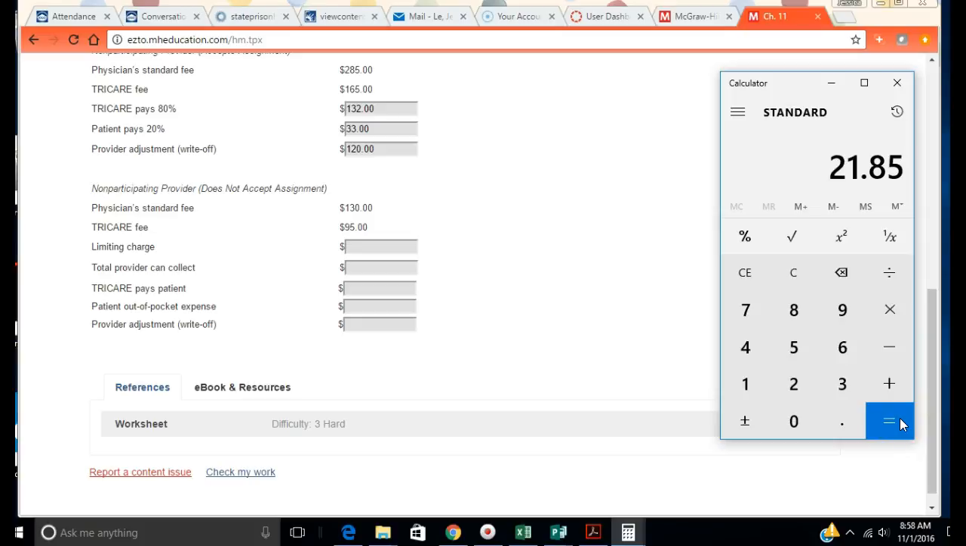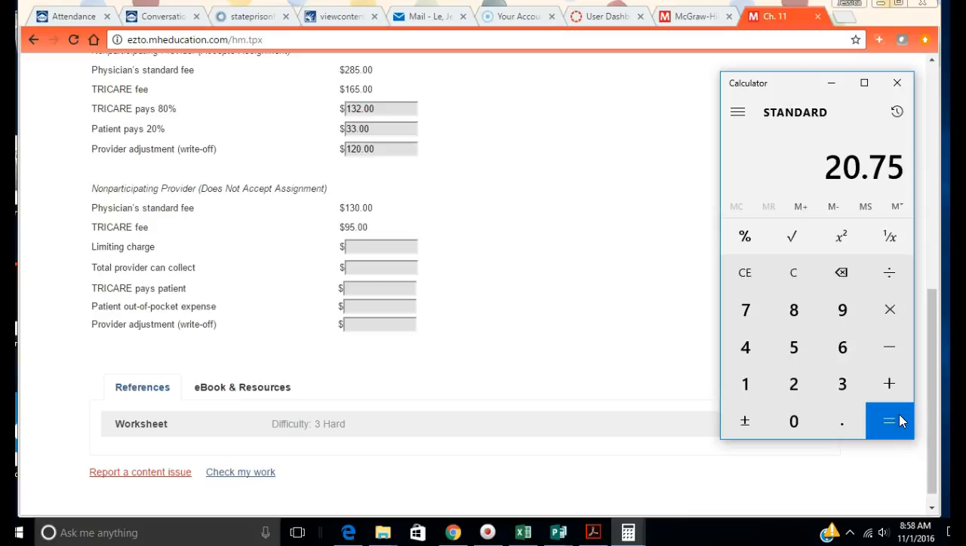Now here's where things are a little bit different with TRICARE. The adjustment amount, or the provider's write-off amount, instead of being $130 minus $95, because we can charge 115% of that allowable charge, is actually going to be the difference between $130, which is the charged amount, minus that limiting charge of 109.25. So that's going to give the provider a write-off amount of $20.75.